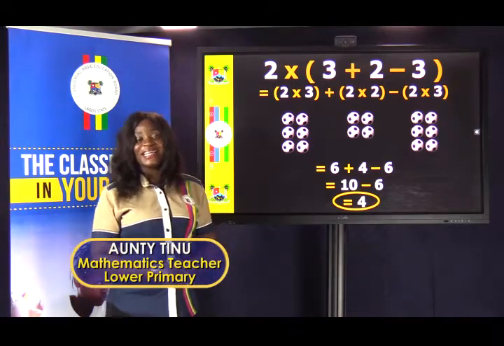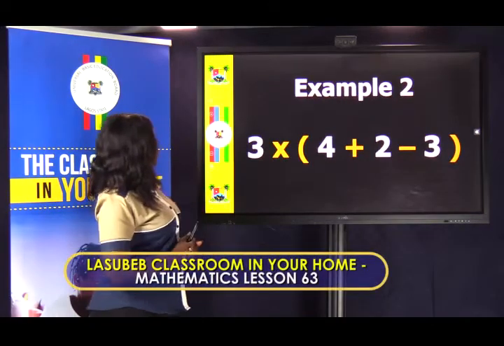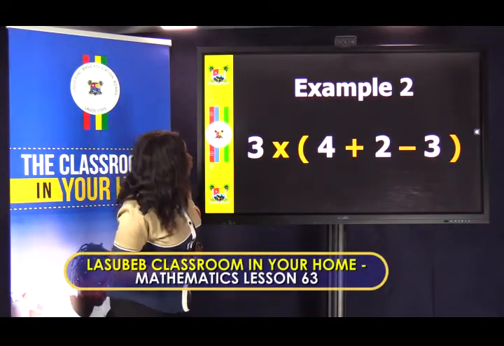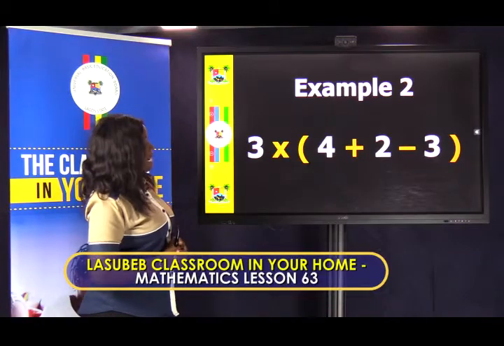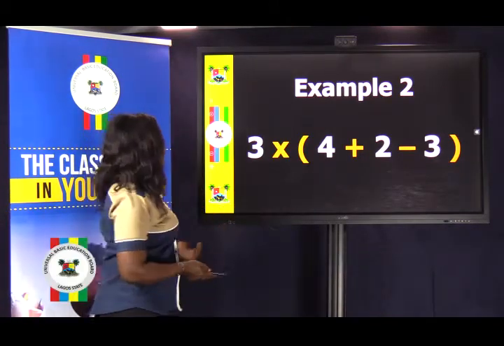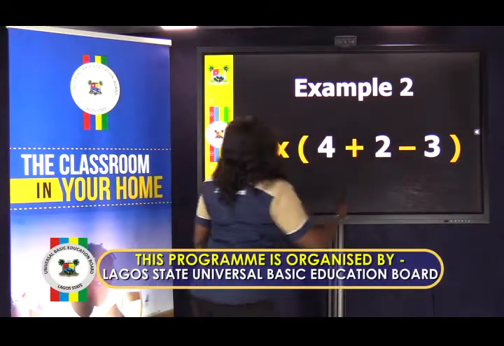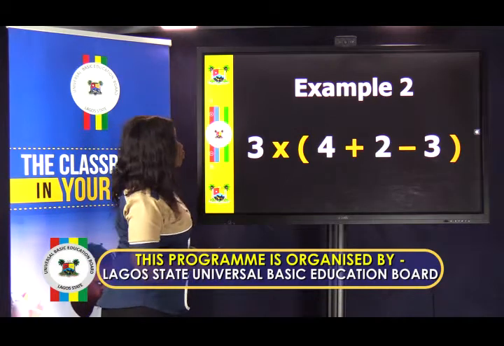Are we together? Say, together we are. Good job, you. 3 times, open bracket, 4 plus 2 minus 3, close bracket. What do you do? You use the number 3 to multiply all the numbers in the bracket, 4, 2, and 3.